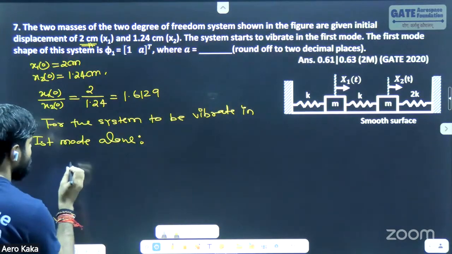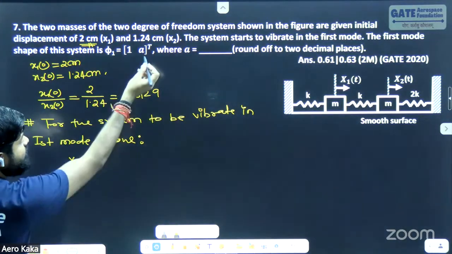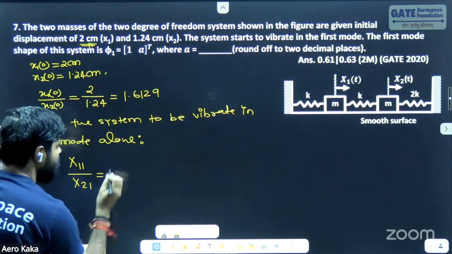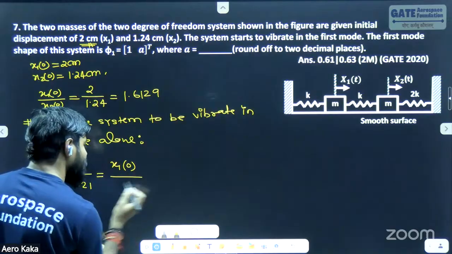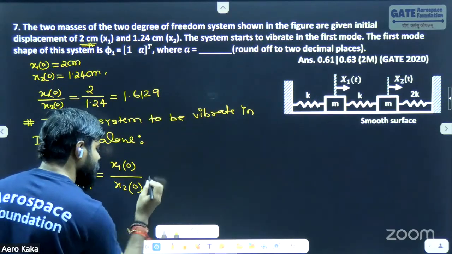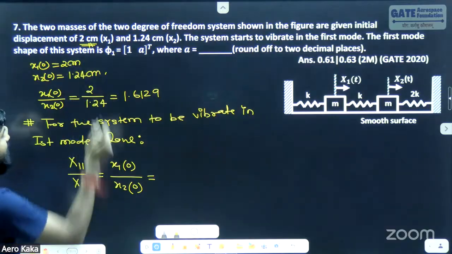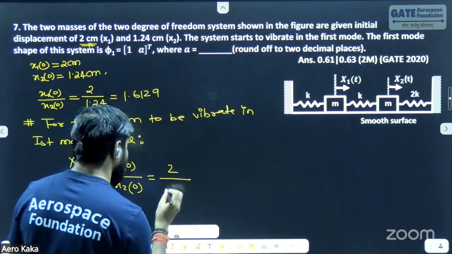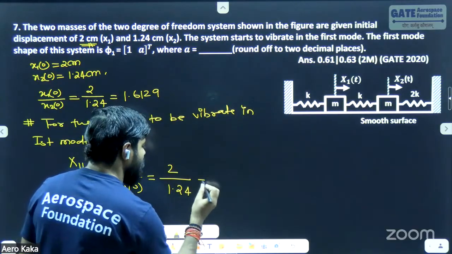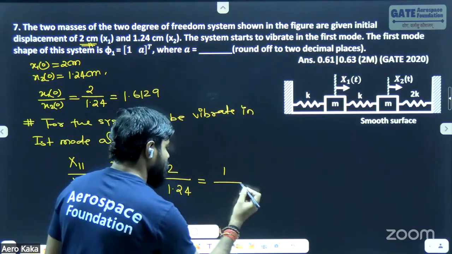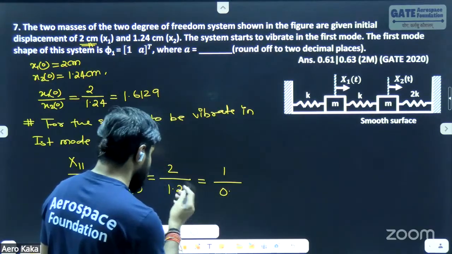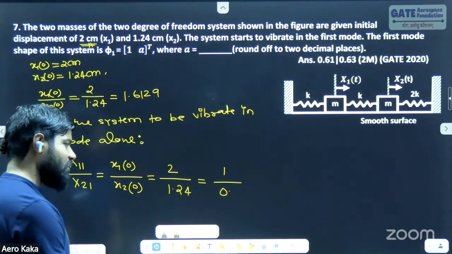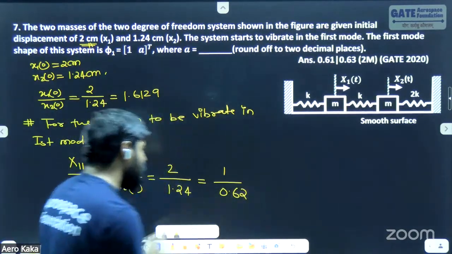And here simply you can write the first mode ratio: x11 divided by x21 should be equal to x10 divided by x20. So what is this x10? It is going to be 2 divided by 1.24. So how much are you getting? I'm getting 0.62. Are you getting this one? Yes, sir.